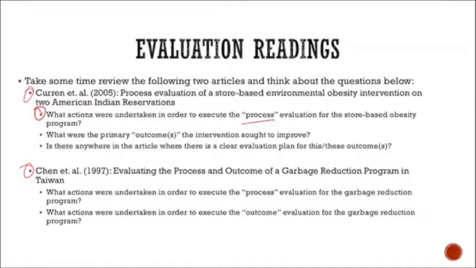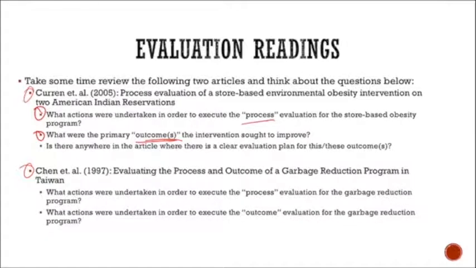Remember, not the outcome portion, but the process evaluation for the store-based obesity program. In the article, they identify a number of different steps that were taken and actions that they carried out to determine whether or not the program is being implemented as required. I want you to think about and identify these as we'll be discussing them in class next week. The second question is to focus on the outcomes and identify, for the intervention that was put forth, what is the outcome or multiple outcomes that are specifically meant to be achieved as a result of this program.